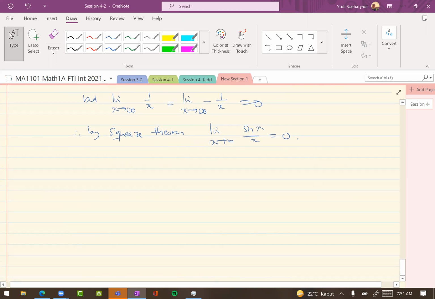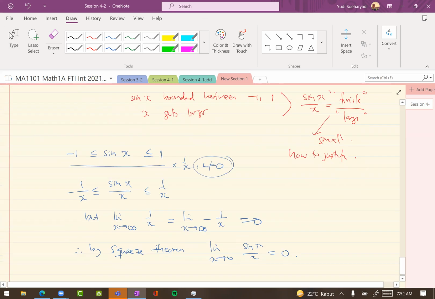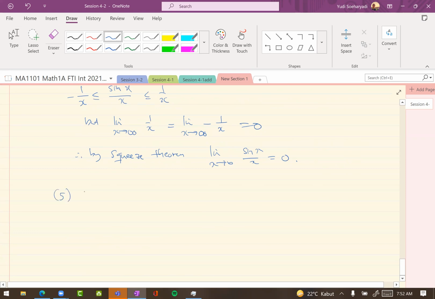Okay, let's do this one also. That is number 5. Find this limit going far to the right of the floor function divided by x. Dividing by x is okay because x is getting large. The danger is when x is small, going to 0, but when x is large, there is no problem with this one. So how do we compute this one?